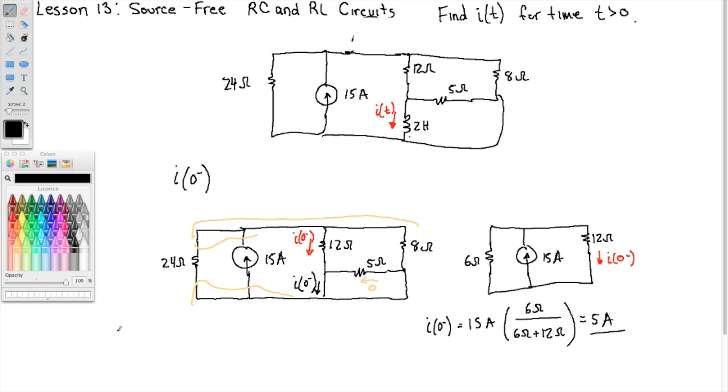That's our initial condition because i of 0 minus, the current right before the switch through the inductor, must be the current right after the switch through the inductor, because the current can't change abruptly. So right after the switch, we know that the current is 5 amps. Now the question is, how fast does it decay to 0? That is, what is the time constant?